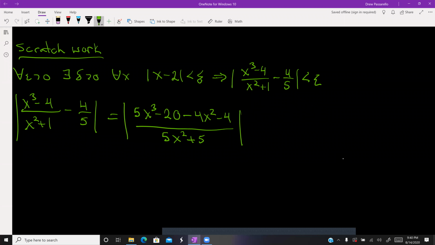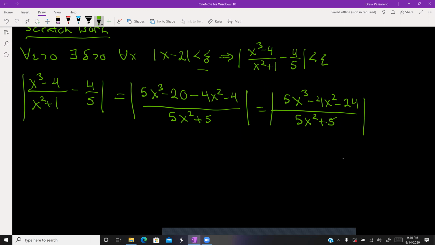So let's see, what do we have here? Let's just rearrange it: 5x cubed minus 4x squared minus 24 over 5x squared plus 5. Okay, so we want to make use of this somehow.